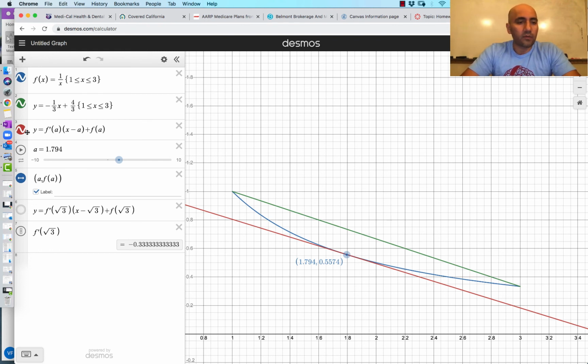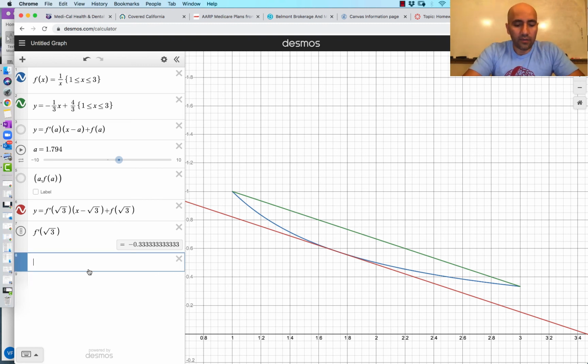So let me erase this one, this one, and this one, and here it is. Here's the equation of that one, and in fact, let's graph it. Graph the point √3 comma f of √3.